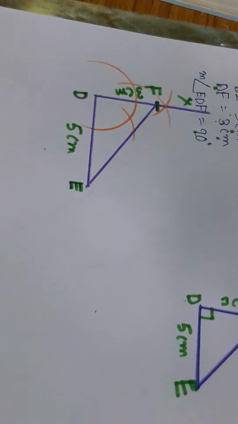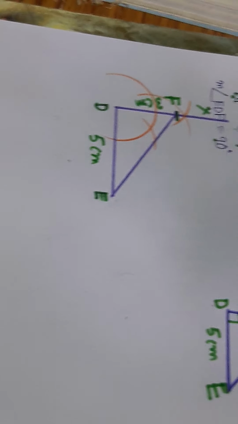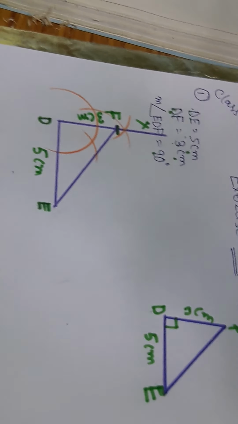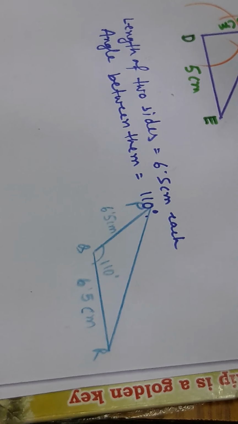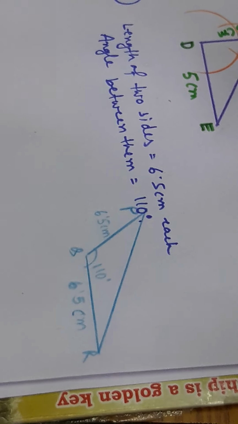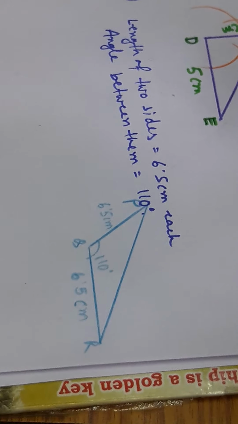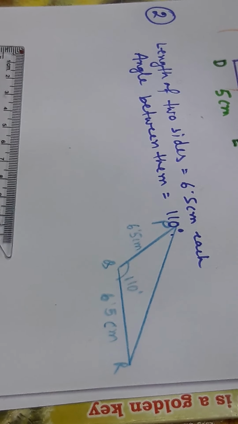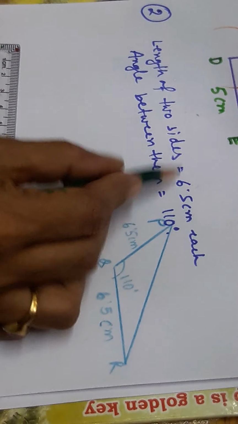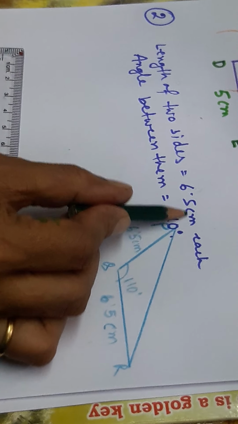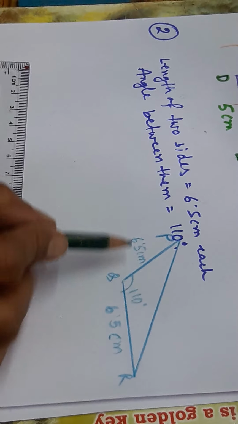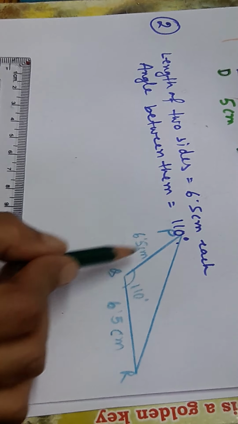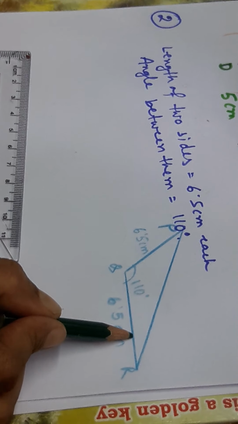Okay, let's come to the next question. Once you go through question number 2, what has been asked in this question? Construct an isosceles triangle in which the length of each of its equal sides is 6.5 centimeter. That means two equal sides will be 6.5 centimeter each, and the angle between these two equal sides will be 110 degree. So let's come to the rough sketch I have made over here.